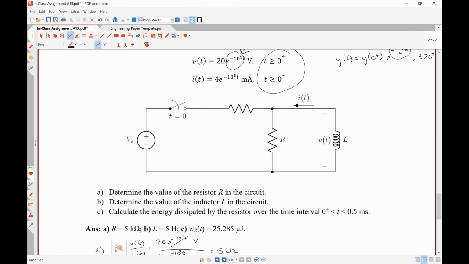The current, I of t, that's leaving the inductor will come to this node and it will try to split. But during the transient condition, the switch is opened, which means no current will flow through this resistor, and all of that current, I of t, will flow through the resistor R. Is everybody okay with that? Yep. So if I know the voltage drop over the resistor and I know the current flowing through the resistor, I can multiply those two together to get the power, and then I can integrate the power to get the energy.